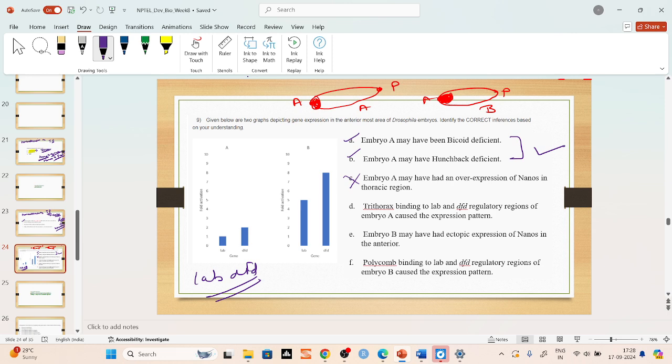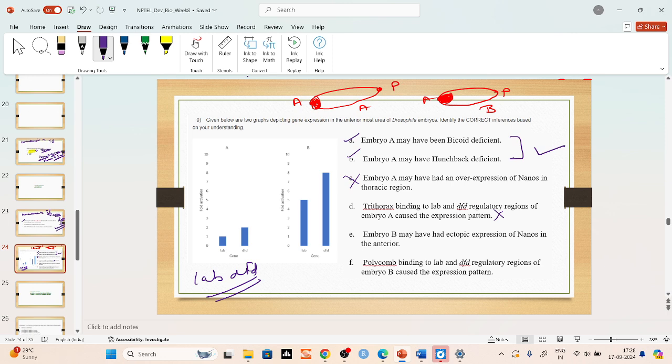So if trithorax binds, then there should be even higher expression of labial and deformed. But there is low. So this also doesn't go with our hypothesis. If trithorax will bind to labial and deformed, there should be higher expression of labial and deformed, because trithorax is involved in maintaining gene expression. Okay, so this is also wrong.